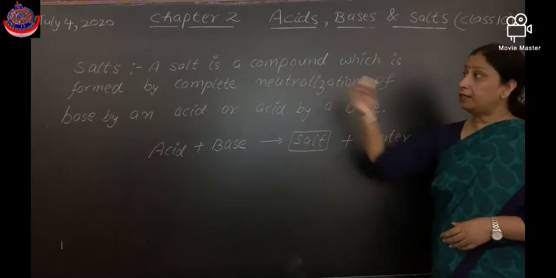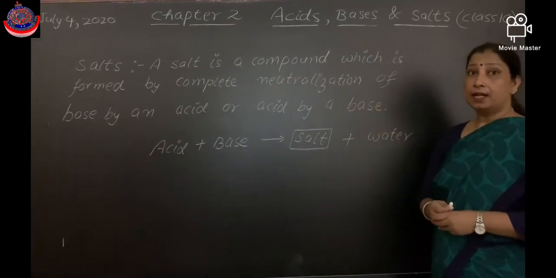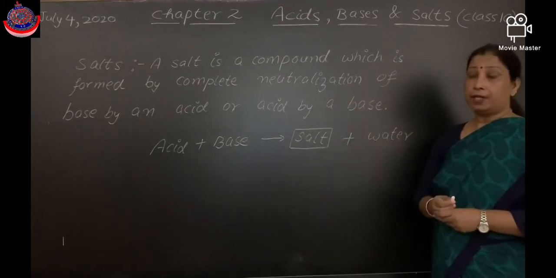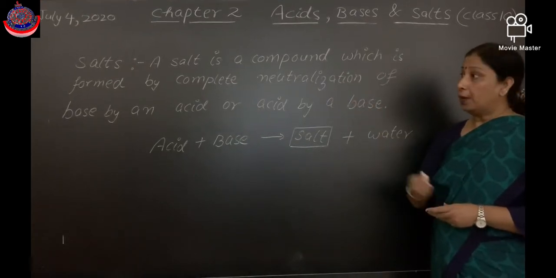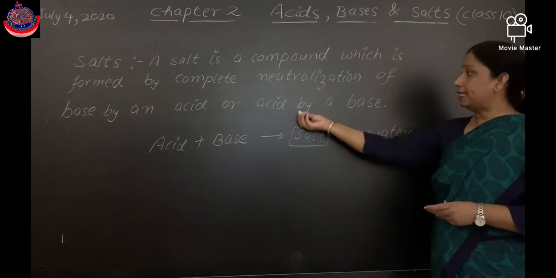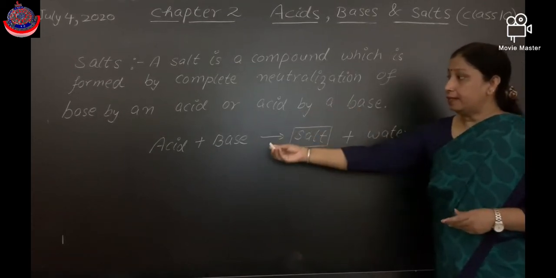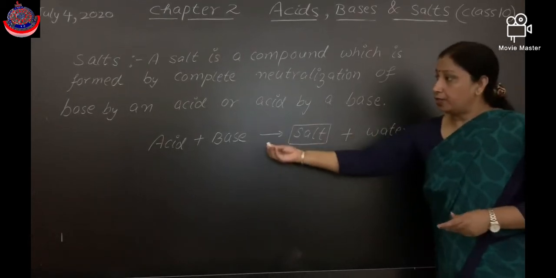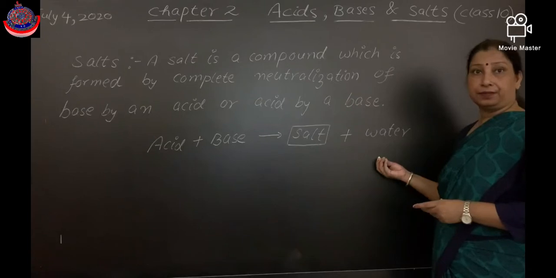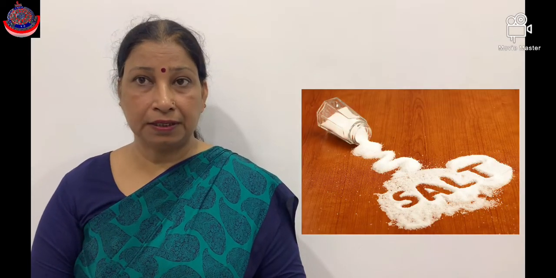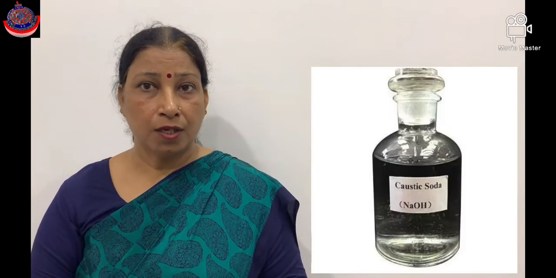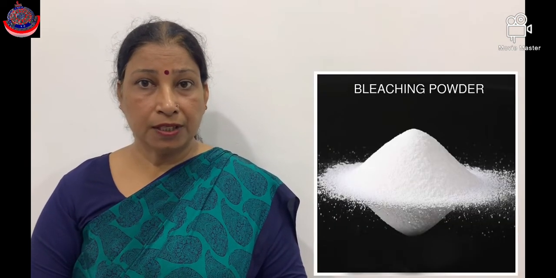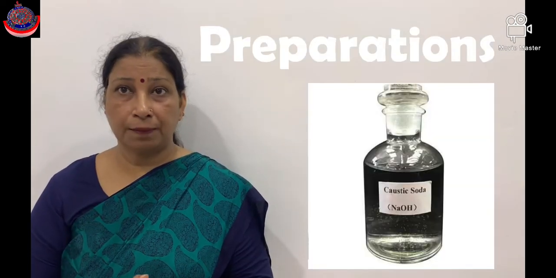Students, now what are salts? A salt is a compound which is formed by complete neutralization of a base by an acid or an acid by a base. Acid reacts with base, they form salt and water. This reaction is known as neutralization reaction. Some common examples of materials obtained from common salt are sodium hydroxide, baking soda, washing soda, bleaching powder and plaster of Paris.